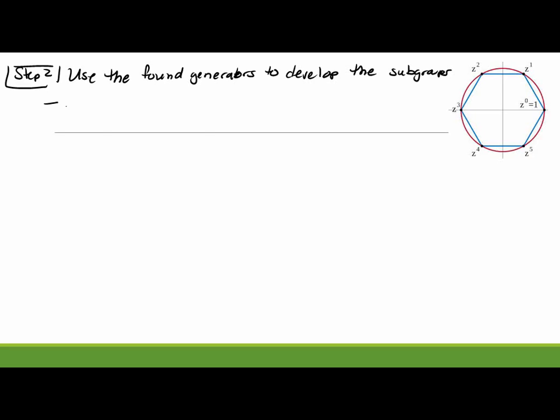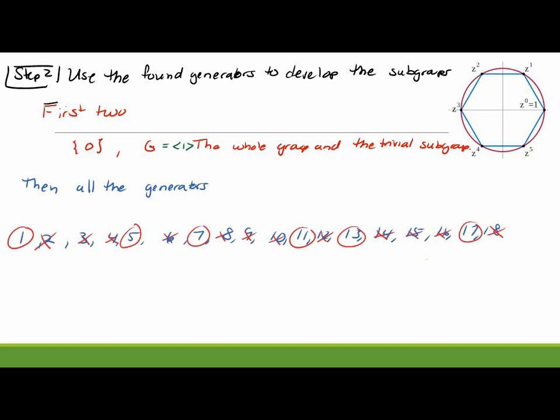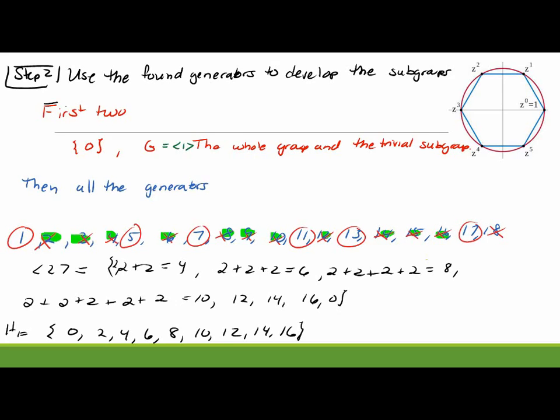Now you use those found generators to develop the subgroups. The first two are obvious: you have one with 0 and you have one with the whole group. Those are 2 of them. Then for all the other generators, go back to that list. These highlighted elements are your other generators, and you start writing them down. So what is the subgroup generated by 2? Well, write it out and see what you get.